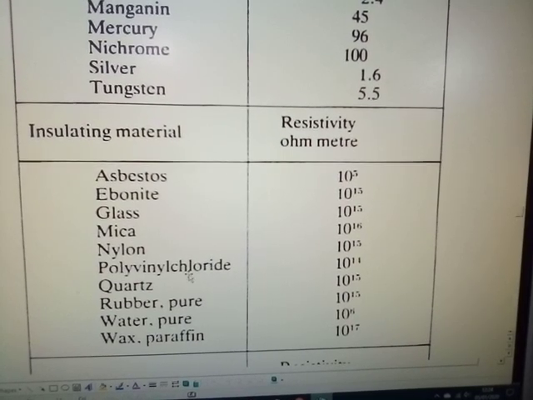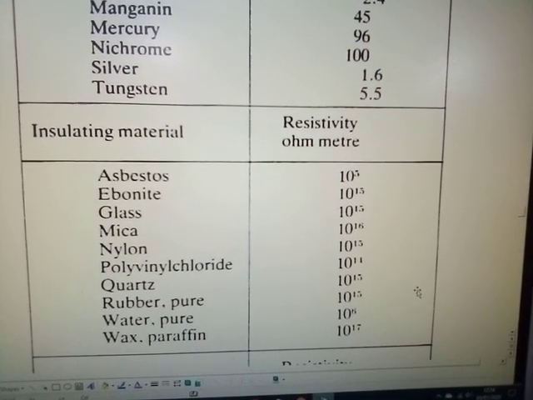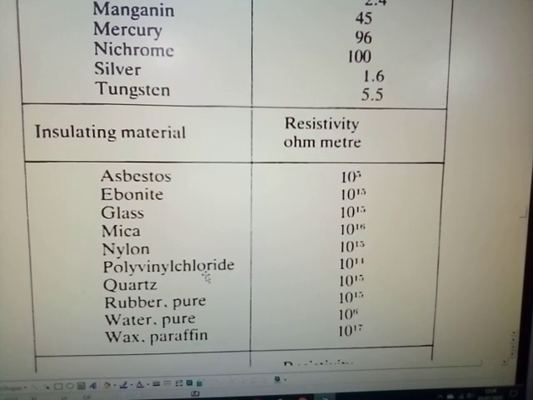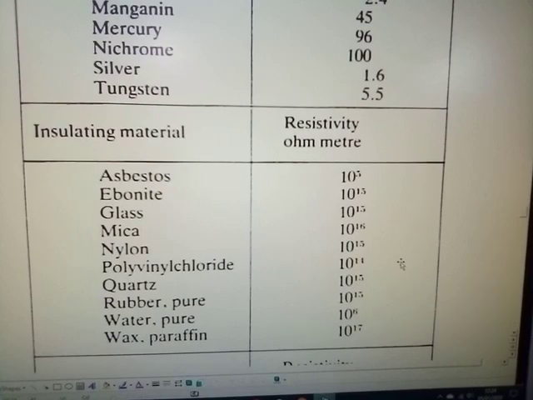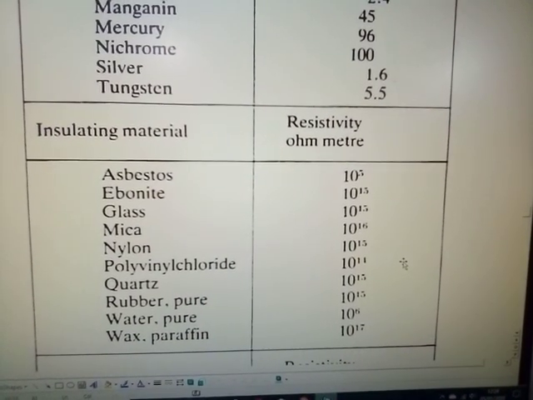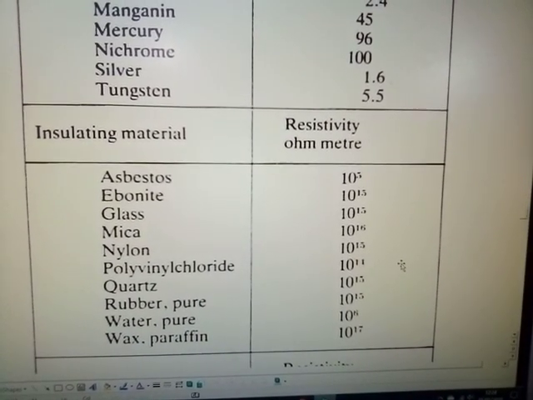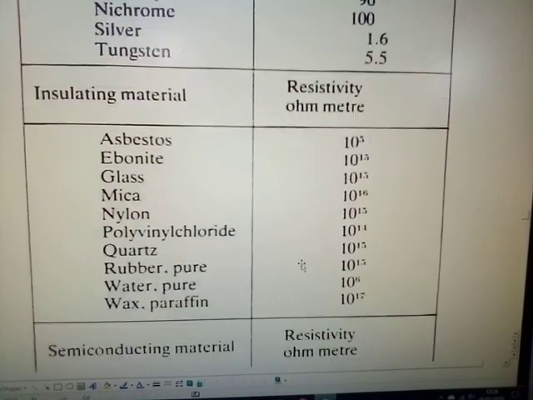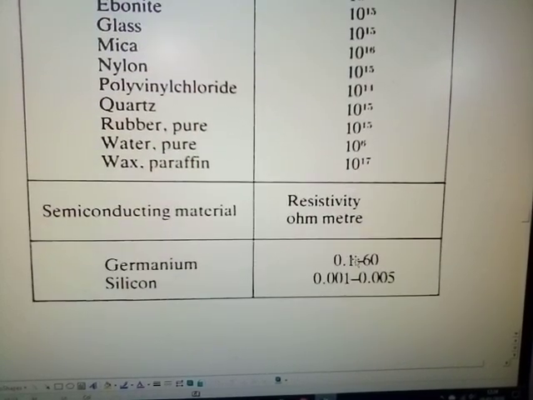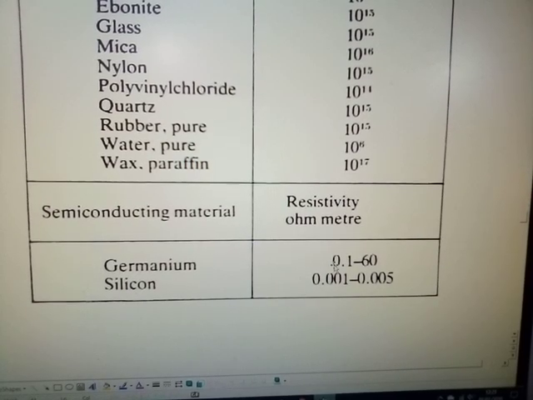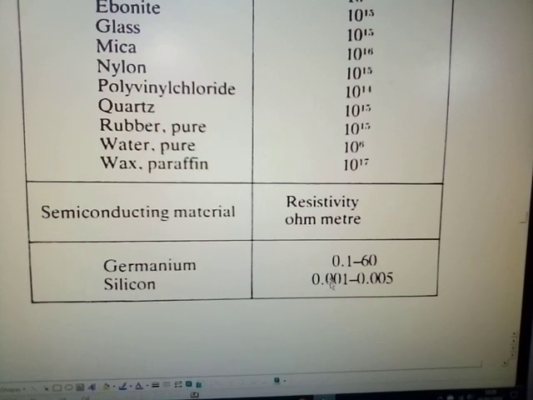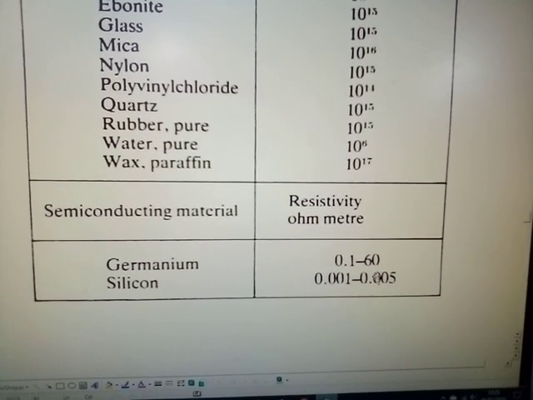And yes, you can say, well, polyvinyl chloride, PVC, and I believe it is relating to PVC, equals 10 to the 14. Okay. And here you have semiconductor material, germanium 0.1 to the 60 ohms per meter, and silicon with a lower resistance.